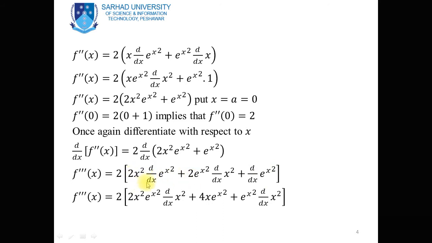Now 2x square and the derivative of e power x square as it is, and further the derivative of the argument, so the derivative of x square with respect to x, plus the derivative of x square with respect to x in this term is 2x. Now multiply 2 with 2 to get 4x e power x square, plus the derivative of this term, e power x square as it is, and further the derivative of the argument, which is x square with respect to x. So the derivative of this term will be 2x, and the derivative of this term will also be 2x.